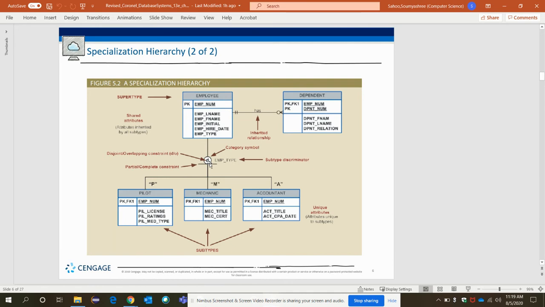For any given supertype occurrence, the value of subtype discriminator will determine which subtype the supertype occurrence is related to. This means, in this example, an employee supertype may include a property or attribute EMP type. It may include EMP type value, let's say here in this case, P indicates the pilot subtype, M indicates mechanic, and A indicates accountant. And here the subtype discriminator, that is equal to the attribute of employee, is pointing to the subtype.